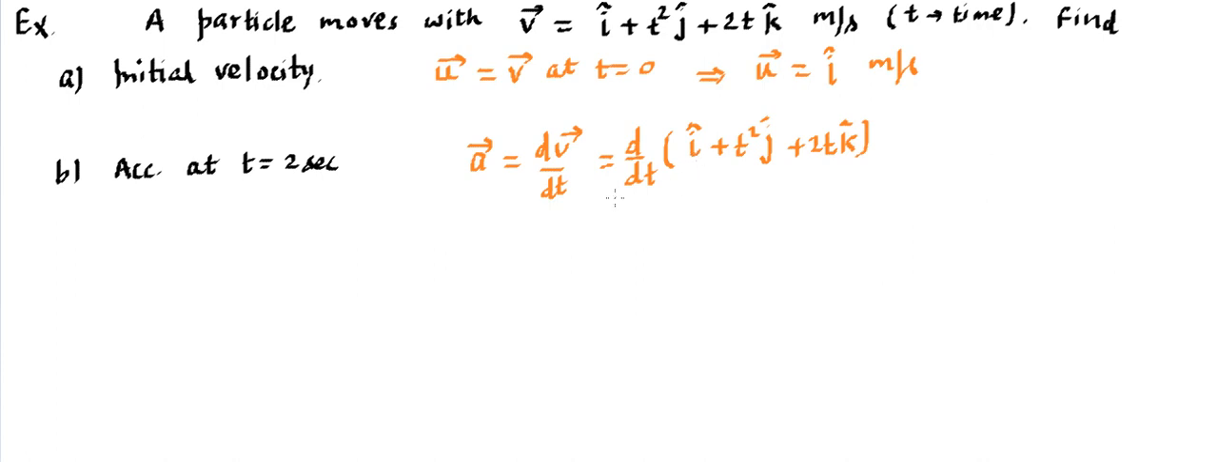When you differentiate the first term, which is i cap, it is a constant, so any constant, whether it's magnitude or direction, its differentiation is 0, so that becomes a 0 vector. Plus, when you differentiate t squared, I'm writing directly, it will come as 2t j cap, and when you differentiate 2t k cap, it's simply 2 k cap. So from here we find the acceleration expression: a is equal to 2t j cap plus 2 k cap.